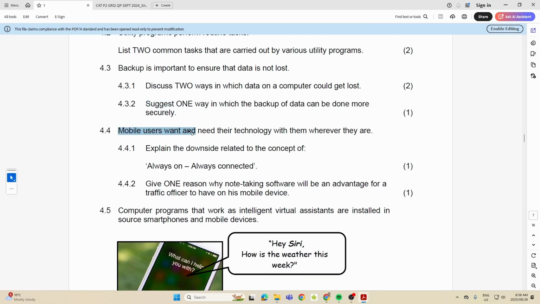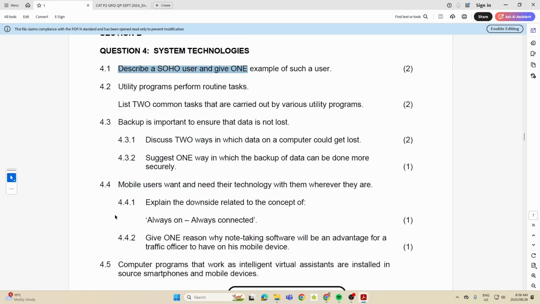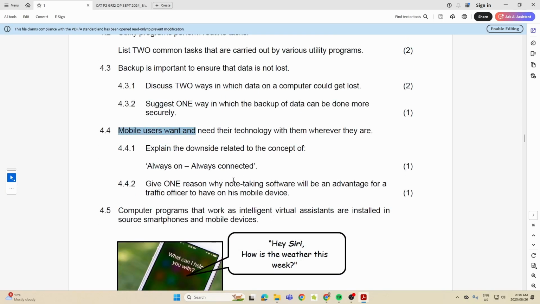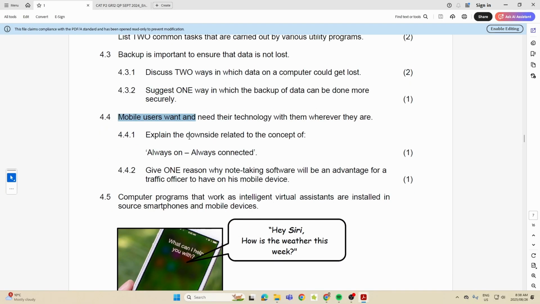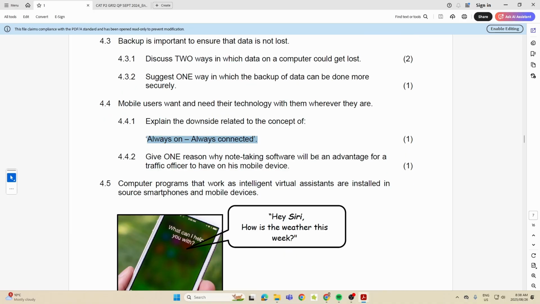Then they talk about mobile users. Can you see this is linking up here? The SOHO user, the mobile user. Remember, we had the power user as well. So what is meant by always on, always connected? That means that you are always contactable 24/7. There's no relaxation. I mean, it leads to health problems. There's a lack of privacy, all of that.